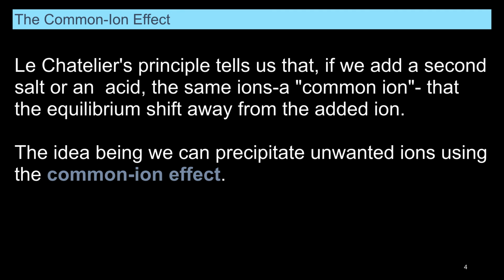Now let us consider an equilibrium of a solid with its ions, only now we are adding one of the ions to the solution which is common to the solid. When you add a product to an equilibrium, Le Chatelier's principle tells us that the equilibrium will shift backwards towards reactants. This means that more solid is created and the ion concentrations will go down. In other words, adding a common ion decreases the solubility of a solid. We call this phenomenon the common ion effect.